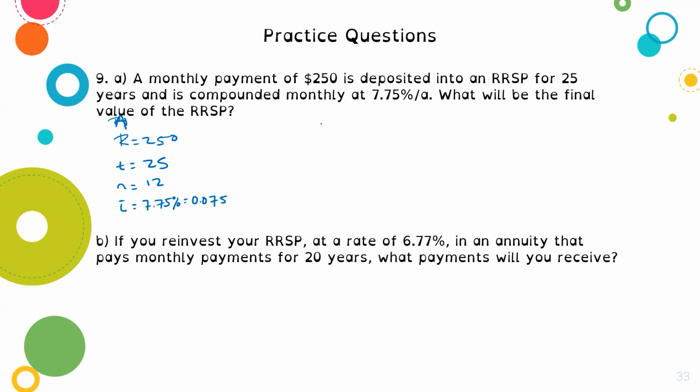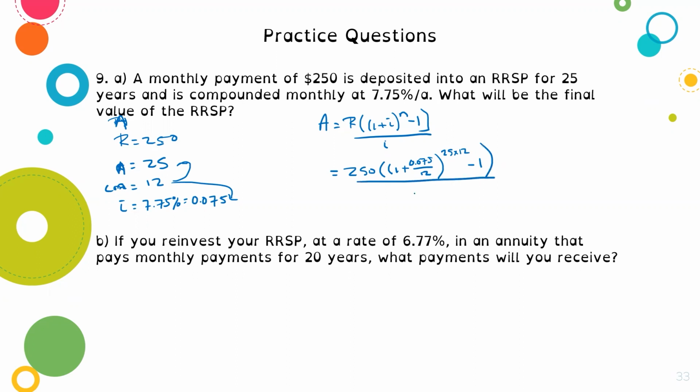I'm looking up our formulas because I don't have them memorized. I'm contributing to an RSP, so A equals R times 1 plus I to the exponent N minus 1, all divided by I. I'm not going to have time to calculate this, but we will write it out. So we have 250 times 1 plus, and remember I is 0.075 divided by 12. We need to keep our compounding effects. Your variables in this one are slightly different. Our N is 25 times 12, because again, we're compounding. And then all of that is divided by 0.075 divided by 12. So that's how you calculate the final amount that you would have.